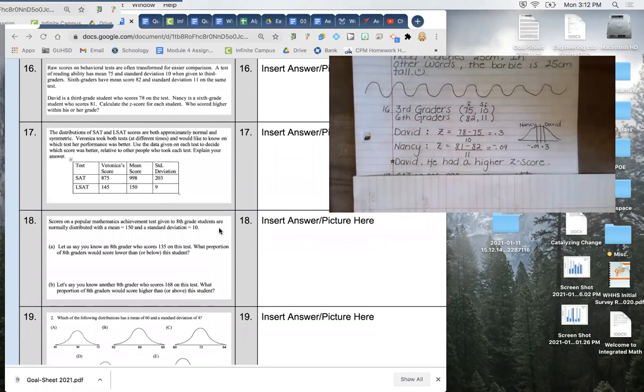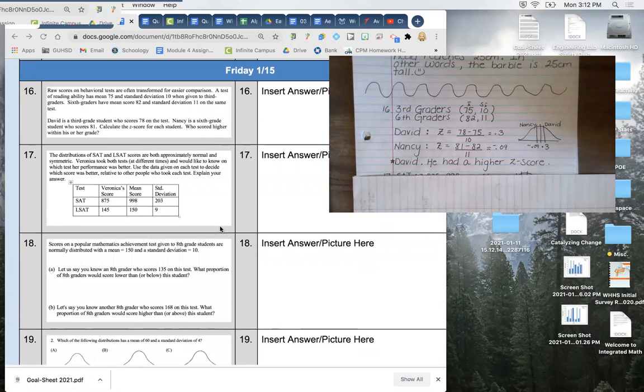Okay, it is Friday. So we're going to look at the last 5 problems of Module 10 today. We are focusing on z-scores and normal distributions today. On this one, it's talking about a raw score on a behavior test. It gives 2 different scenarios.